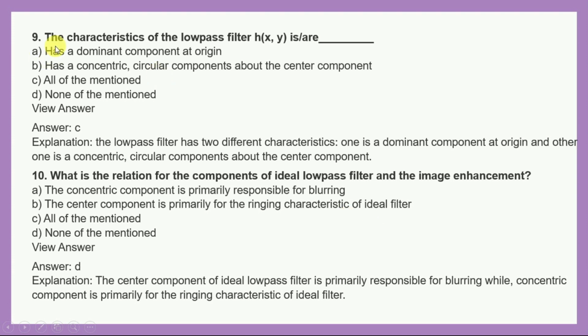Now the characteristics of low pass filter h of x, y are, so options are here, and the right answer is all of the mentioned, that is it has a dominant component at the origin, and has a concentric circular component about the center component. And the next question is, what is the relation of the components of the ideal low pass filter to image enhancement? The answer is none of the mentioned. Why? The center component of the ideal low pass filter is primarily responsible for blurring, while the concentric component is primarily responsible for the ringing characteristic of the ideal filter.